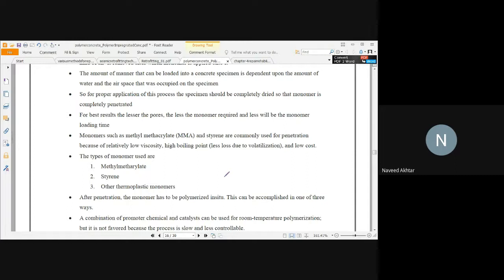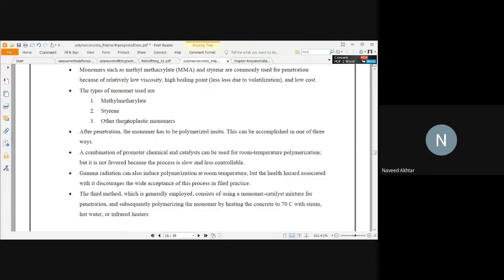So monomers like methyl methacrylate and styrene can be used. Other thermoplastic monomers can also be used for the repair of the structure. After penetration, the monomers have to be polymerized in situ. This can be accomplished in one of three ways. A combination of promoter chemical and catalyst can be used for room temperature polymerization, but it is not favored because the process is slow and less controllable.